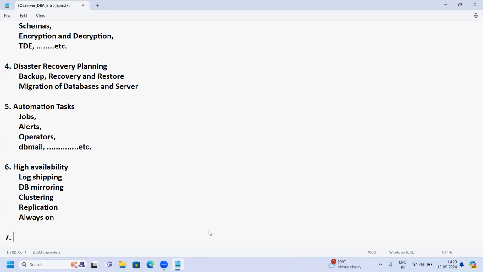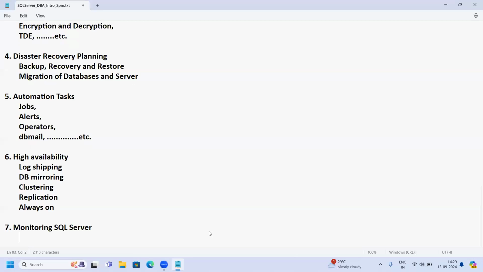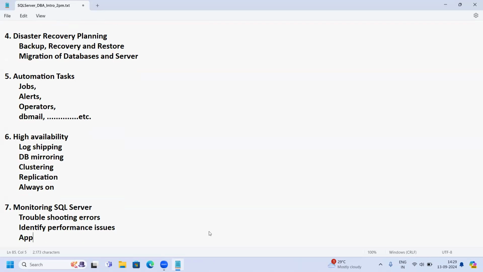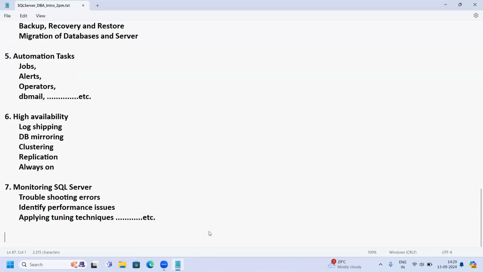Then we will learn about monitoring SQL Server. Under monitoring, we'll highlight troubleshooting errors, second, identifying performance issues, and applying something called tuning techniques, etc. Especially we are the ones who are going to be involved in the concept of monitoring.